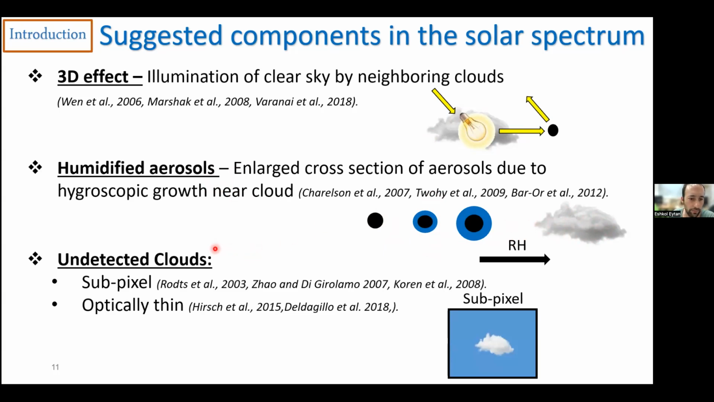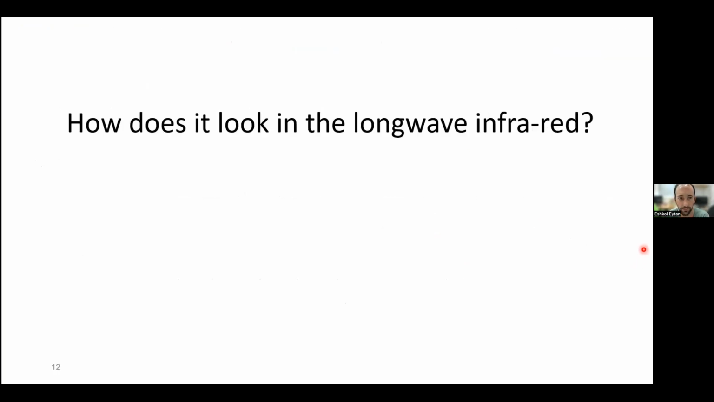And then another mechanism that was suggested is undetected clouds. These could be sub-pixel clouds, where we can have a cloud that is smaller than the pixel of the sensor, and so the pixel of the sensor will have a mean value of cloudy and clear sky signals. And we can also have optically thin clouds, which can have a large extent in the horizontal dimension, but their attenuation of radiation will be quite weak, so they will be harder to detect.